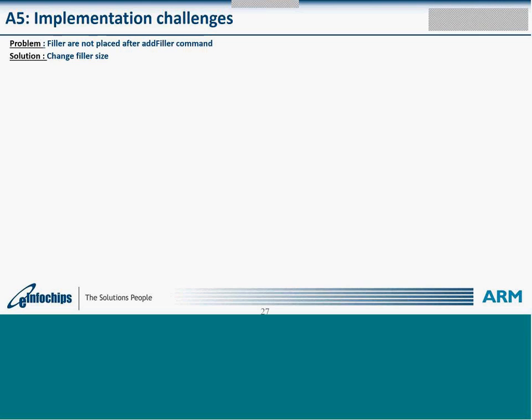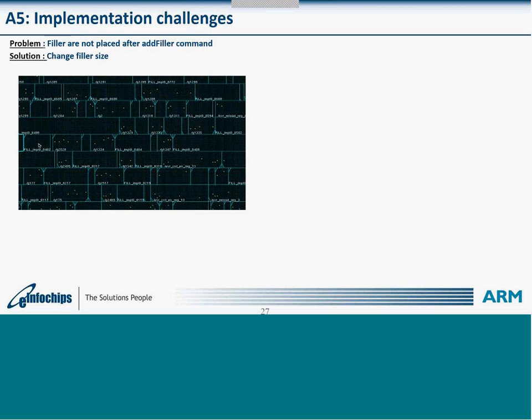The first one you can see, there were some filler cells missing. Wherever there is a small gap between two cells, the smallest filler cells were not getting inserted. When we started doing PV, we saw a lot of violations, and when we debugged further, we found that filler cells were not inserted. We looked at our flow, and we could see that the smallest fillers available in the library were not enabled in our flow. So we have enabled them.